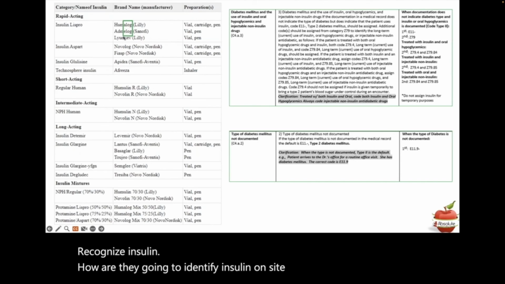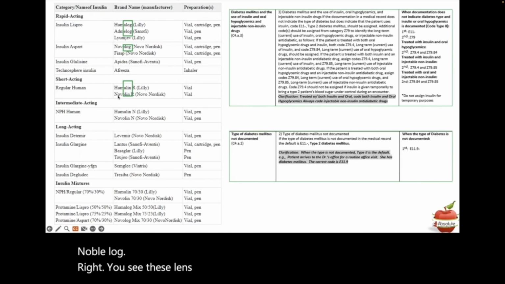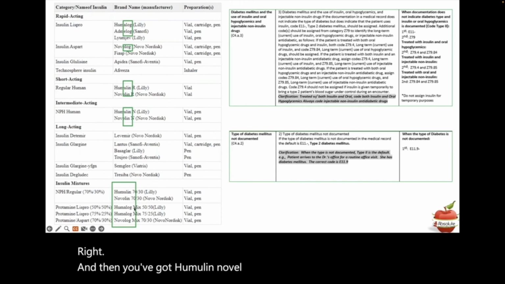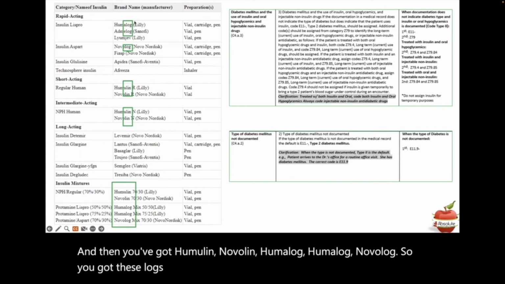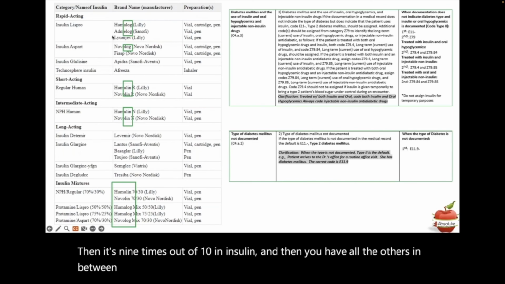Well, you see these logs: Humalog, Admelog, Novolog. And you see these lins: Humulin, Novolin. So if you see these logs where the suffix is log or lin, then 9 times out of 10 it's insulin. And then you have all the others in between, but it's not a lot.